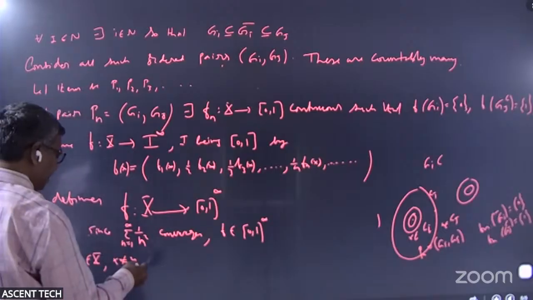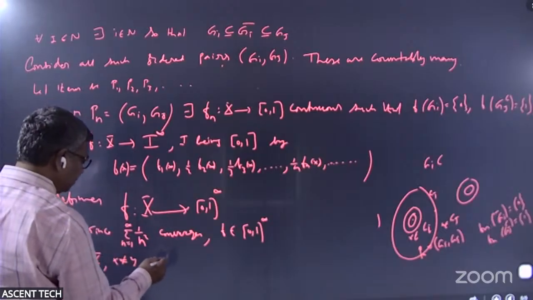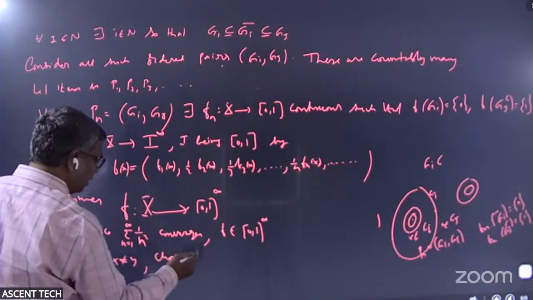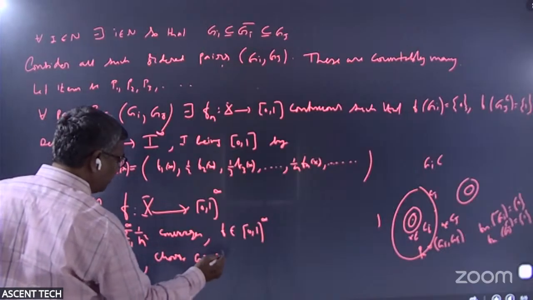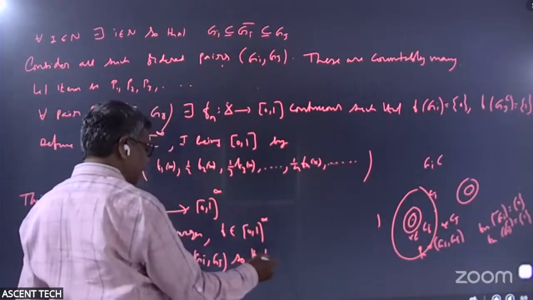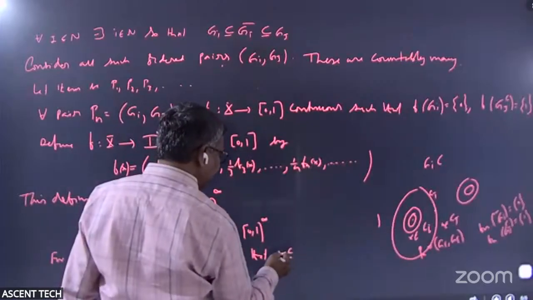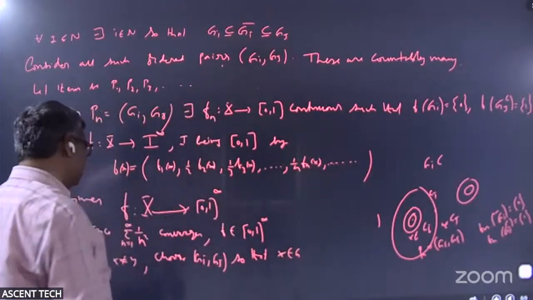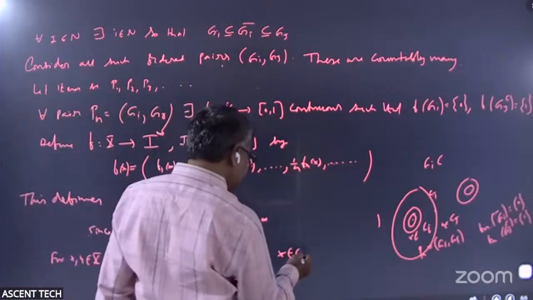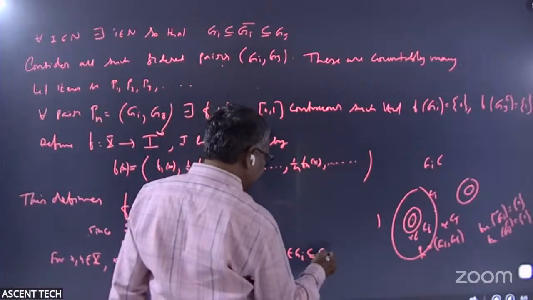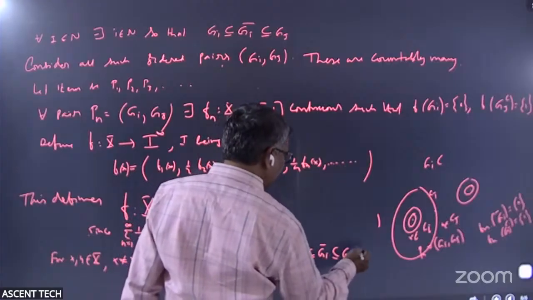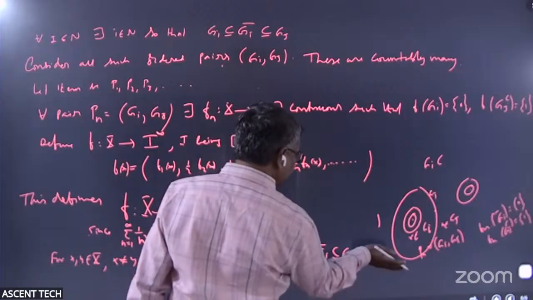We choose Gi, Gj so that x is in Gi, because the Hausdorff property should be used. Then you get that x is in Gi, contained in Gi bar, contained in Gj, and y is in Gj complement.